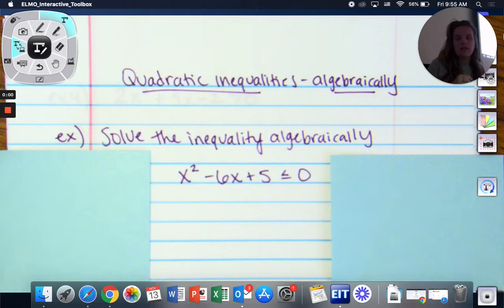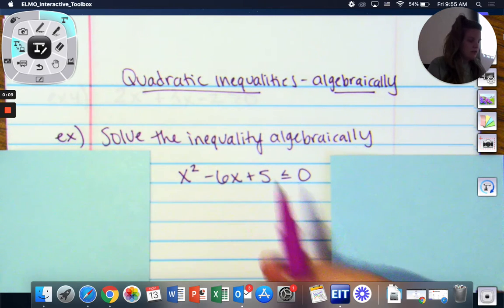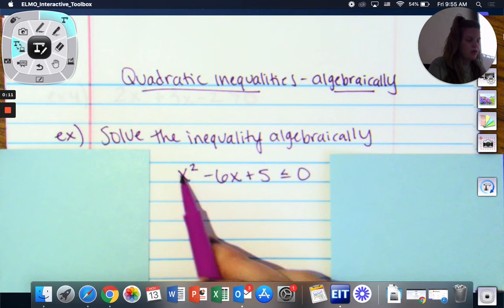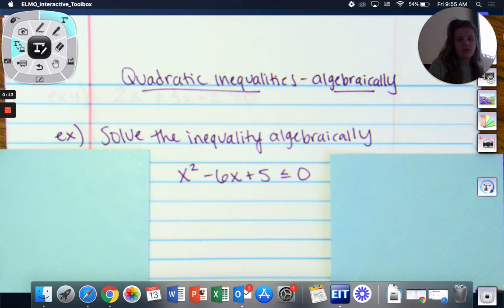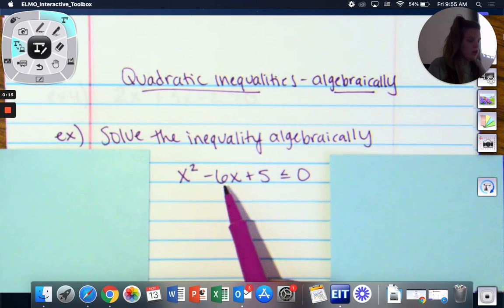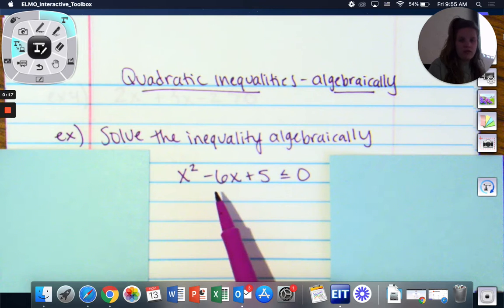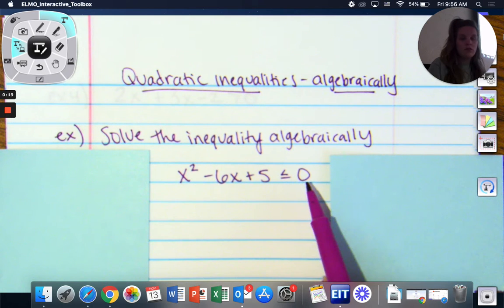Okay, so we're going to look at solving quadratic inequalities algebraically. So what that means, what we're looking for, big picture, is for this quadratic, we know it's quadratic because it has an x squared as the highest exponent. For this quadratic, which range of values are less than or equal to 0?